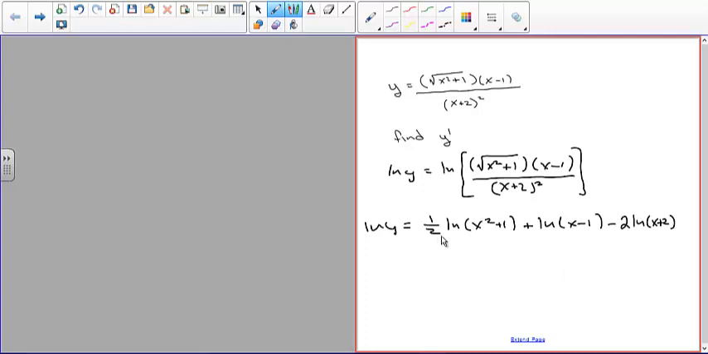So this is what I get when I simplify it. I get 1/2 the natural log of x squared plus 1 from this term, just the natural log of x minus 1, and then subtract the one that's in the denominator. Take the exponent out.